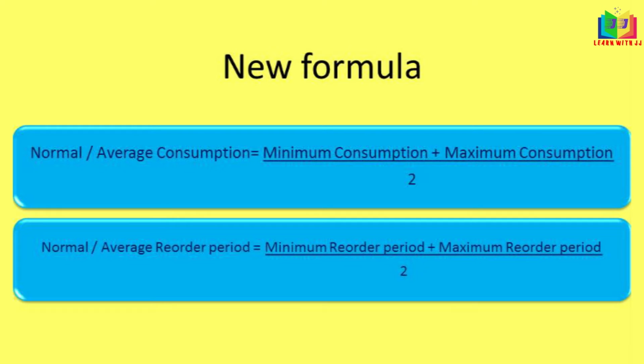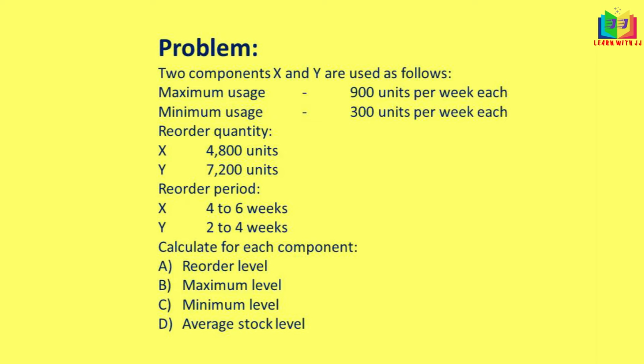Okay. The next formula is normal or average reorder period. Similarly, we have to add the minimum reorder period and maximum reorder period, and that should be divided by 2, and we'll get the average reorder period. If the average reorder period is not given in the problem, we have to calculate in this manner. Now we'll see one problem.